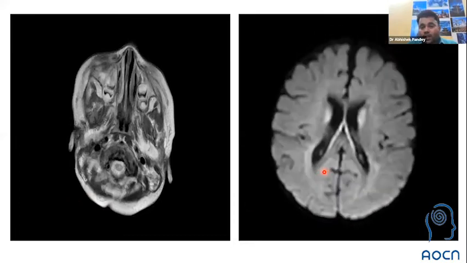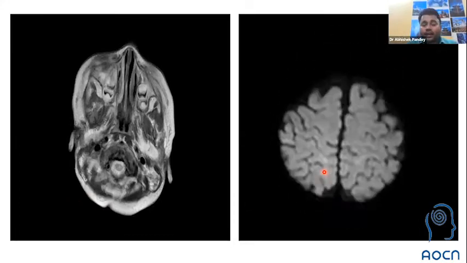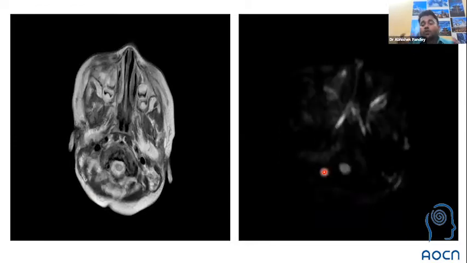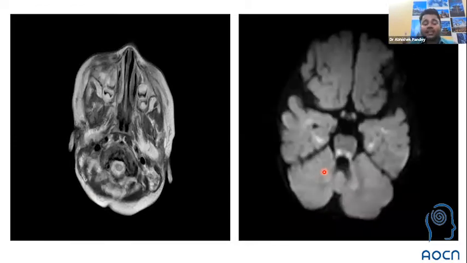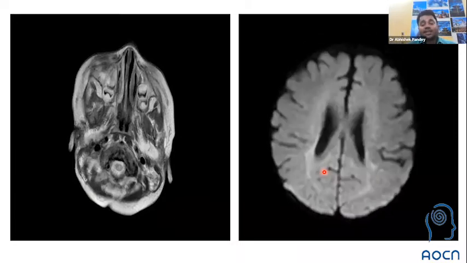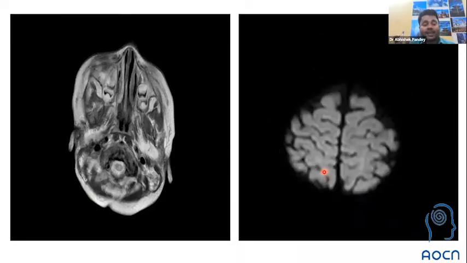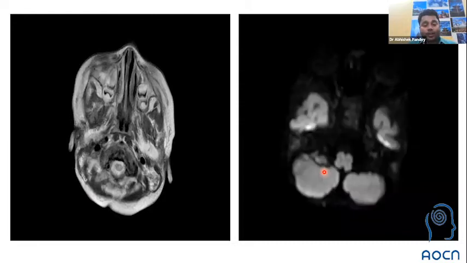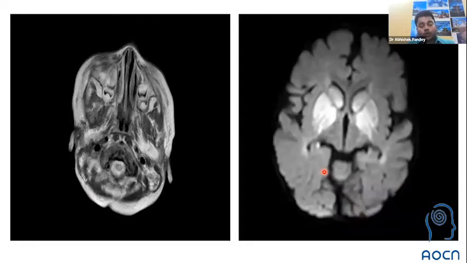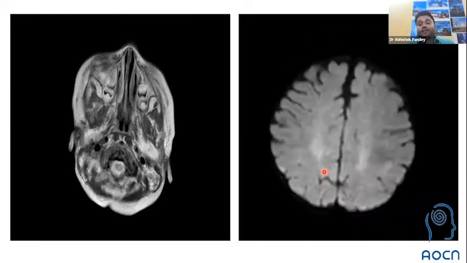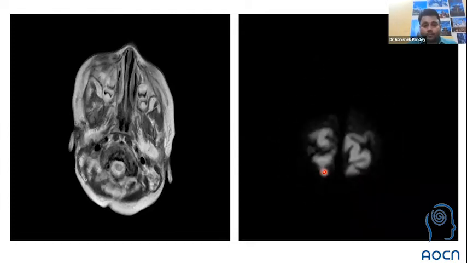So as we can see by this video, we have a child with the MRI showing T2 FLAIR high signal changes that are involving the basal ganglia and the dentate nuclei, as well as the deep white matter and the cerebral peduncle.